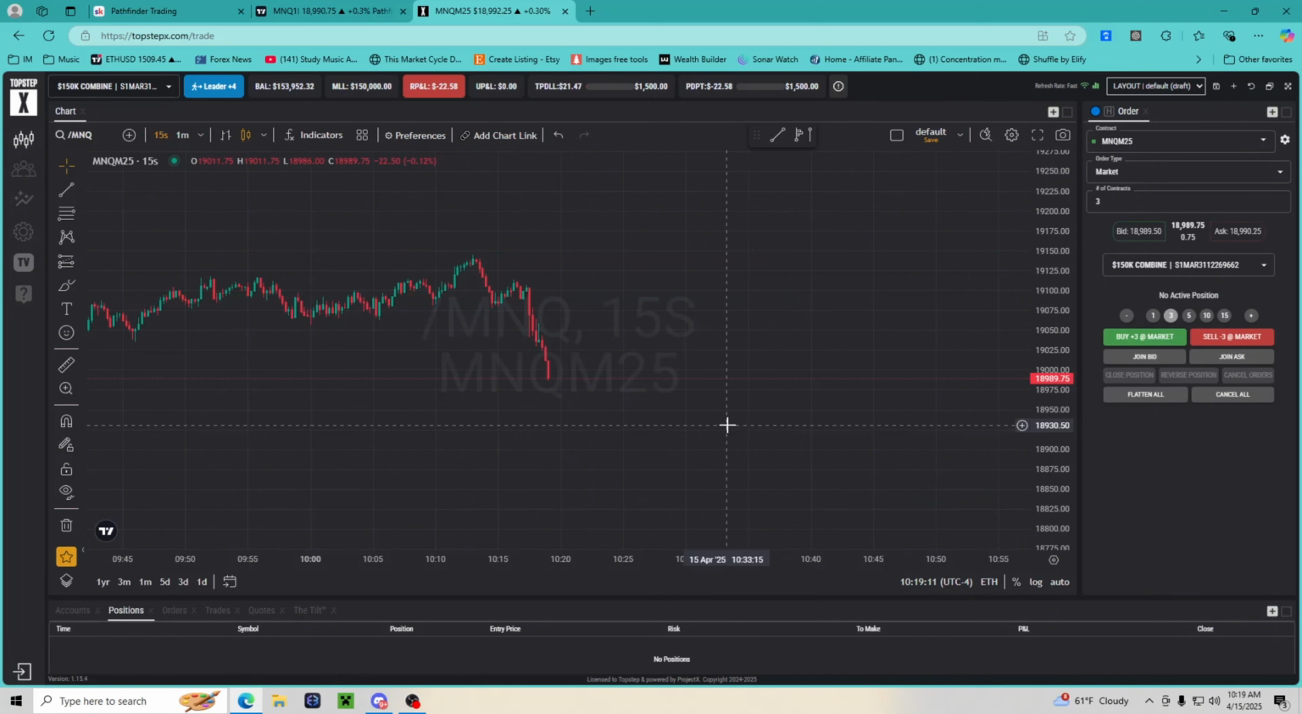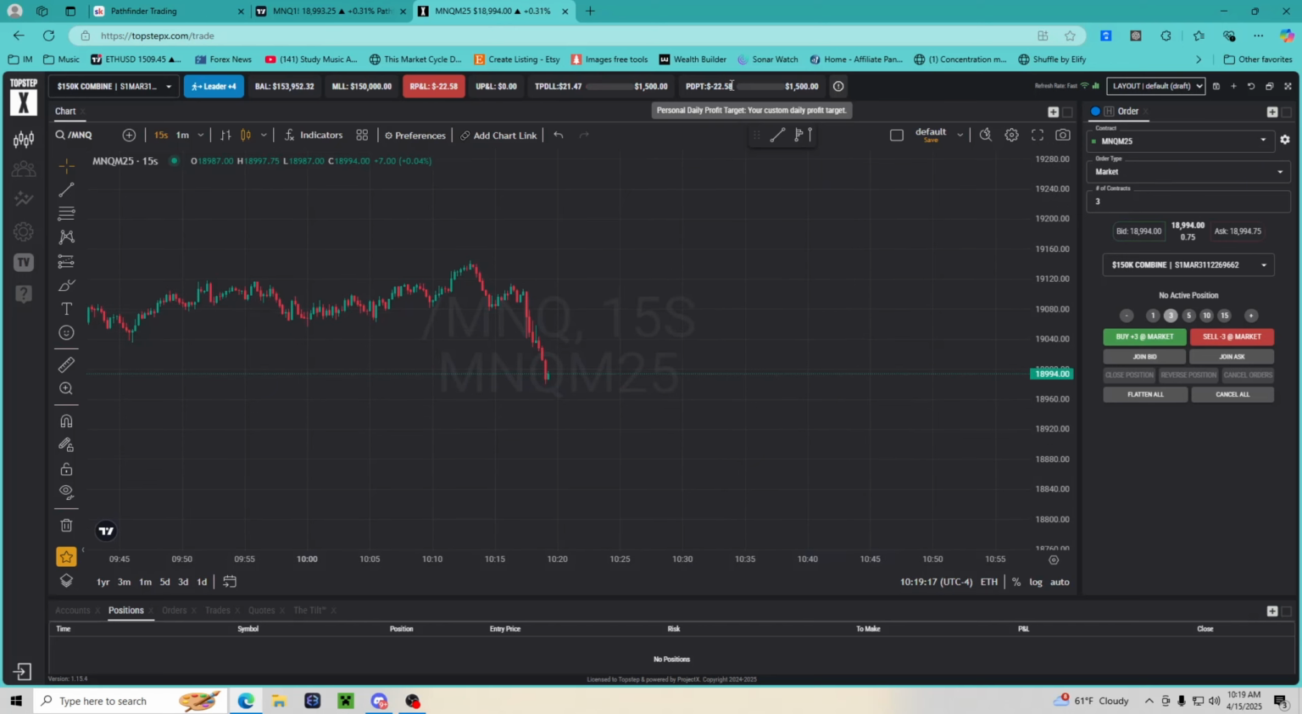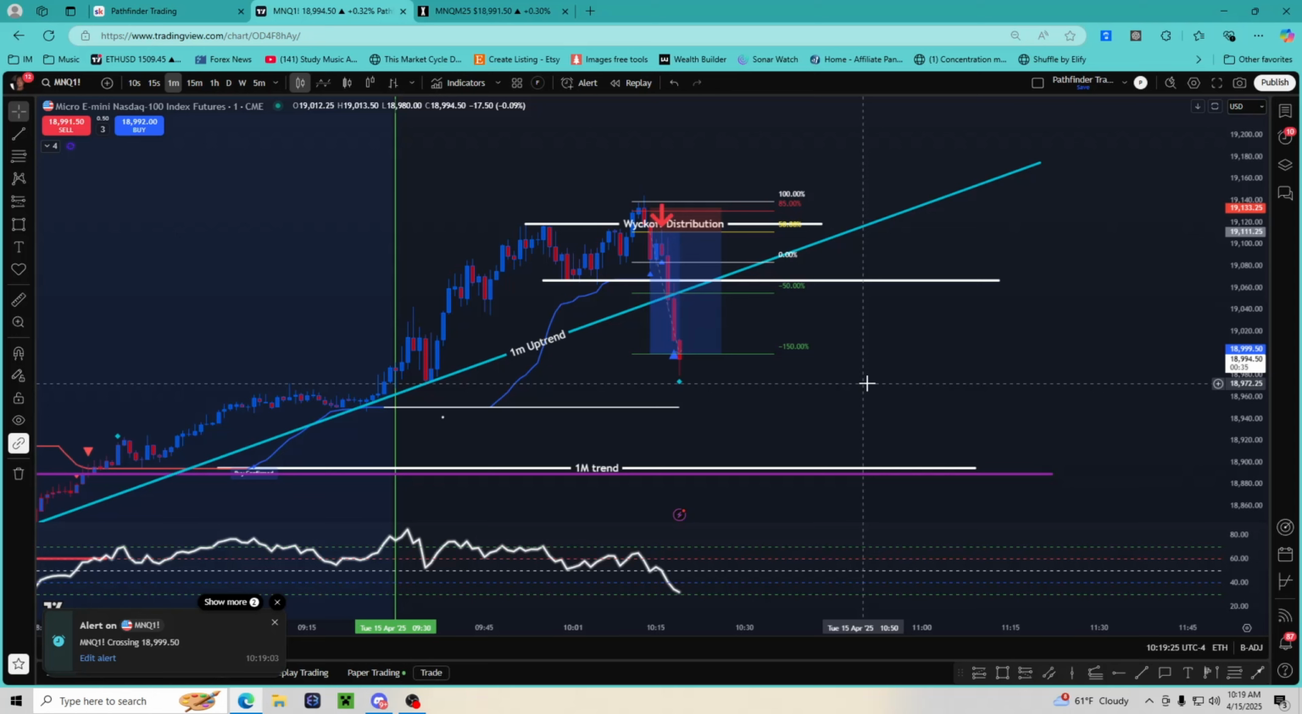Now, unfortunately, I was only in at 1/3 of my position size, so that actually just clears my debts for the day, and now I'm back at break even. But it was a really good trade. We just didn't get to increase our position size.